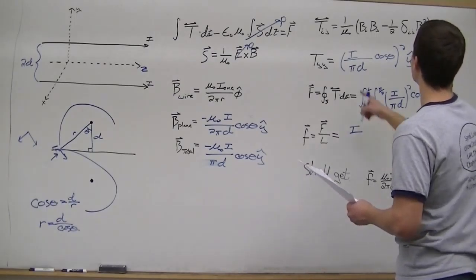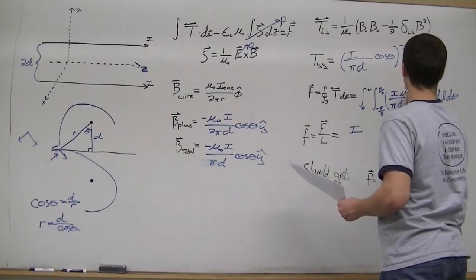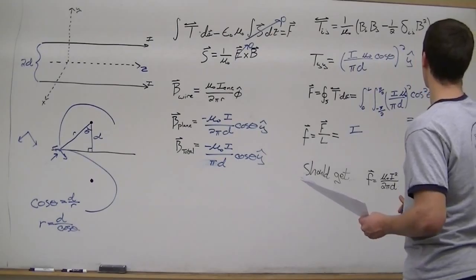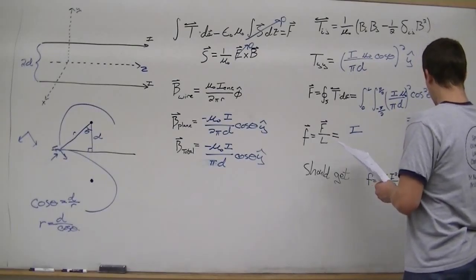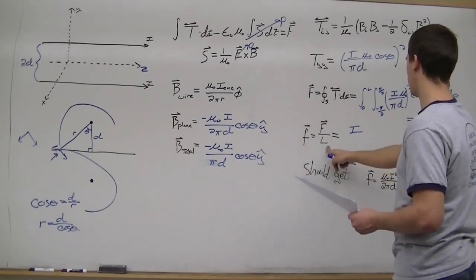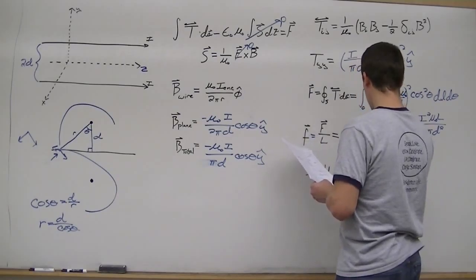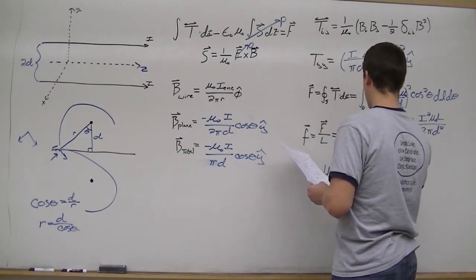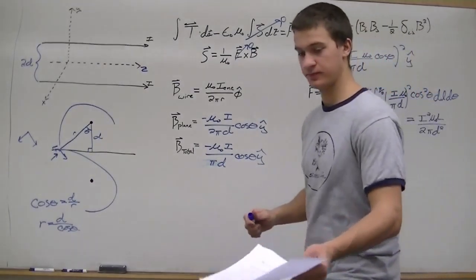Right, because of this mu naught, so one in there, mu naught, and then that 1 over mu naught at the beginning here cancels one of them, so we're left with one mu naught over 2 pi d squared, and then dividing out the length to get the force per unit length, we end up with mu naught I squared over 2 pi d squared. That's in the y hat direction.